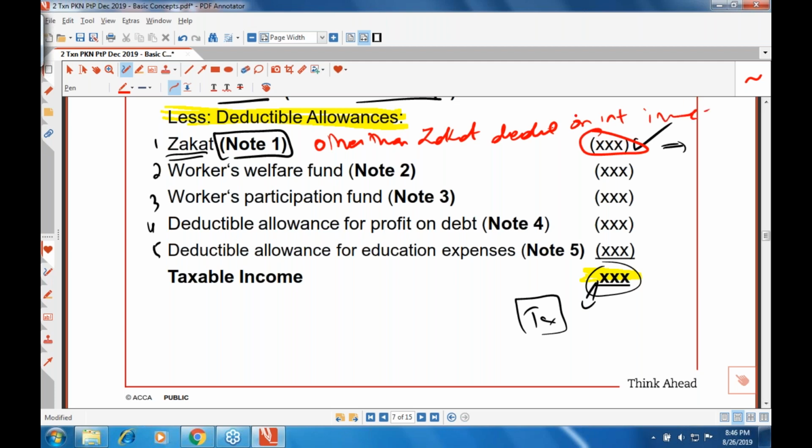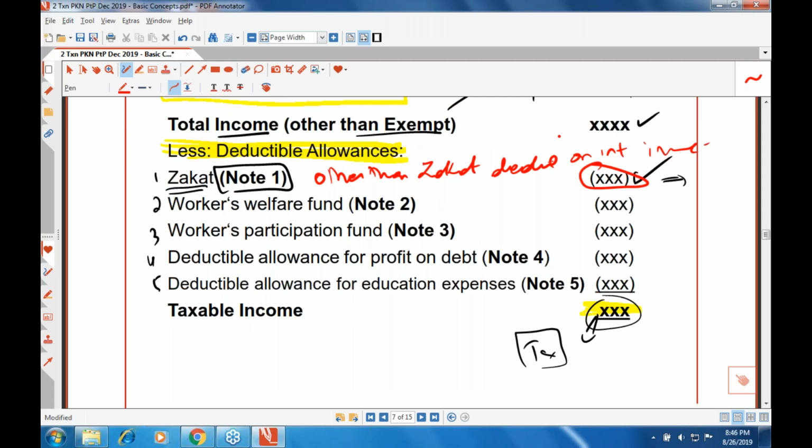So the zakat that is deductible is other than the zakat deductible on interest income, and I've discussed this point that it cannot be carried forward.